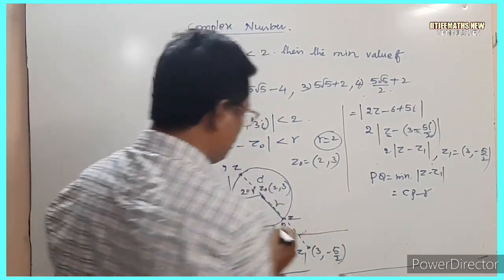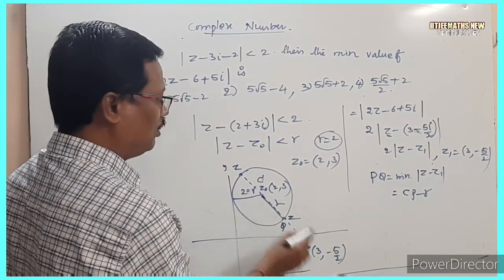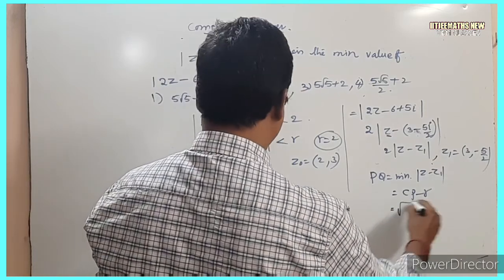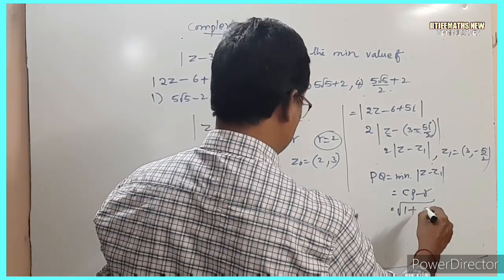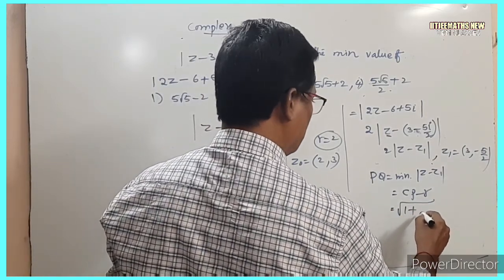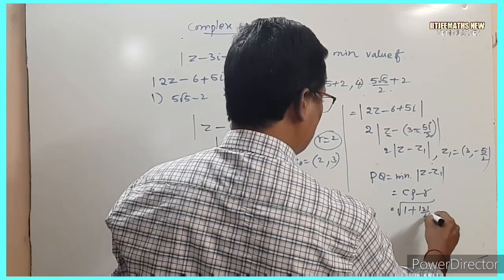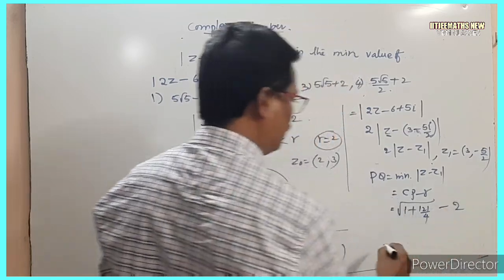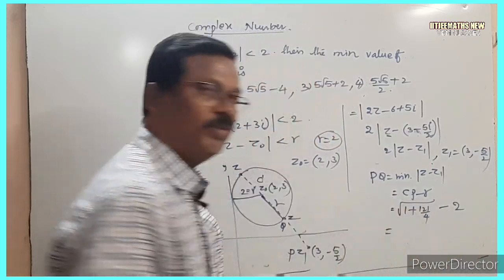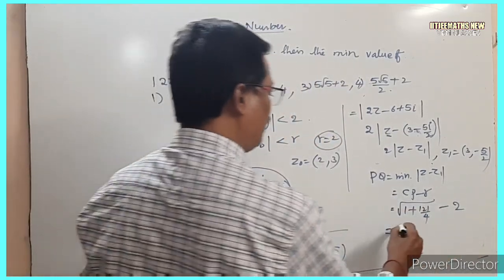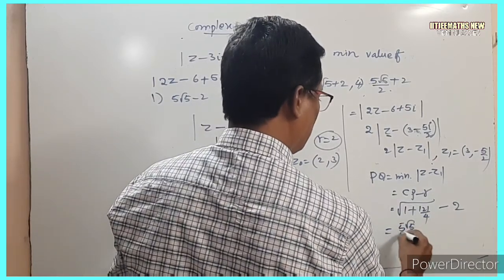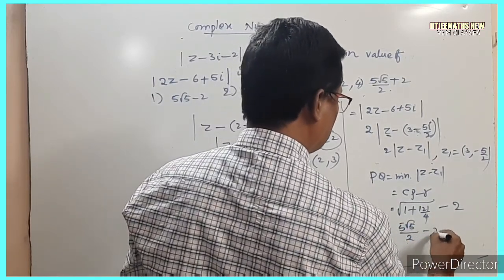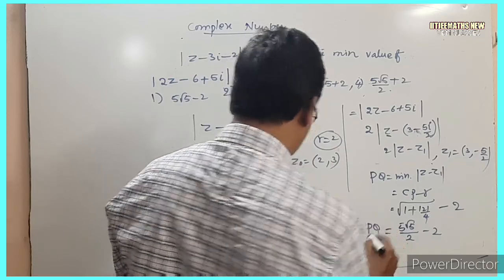Right. CP is how much distance between these 2 points. That is the square root of 1 plus 121 by 4, minus the radius R. R is equal to 2. This is root 125, that is 5 root 5 by root 4, which is 2, minus 2. This is the PQ minimum.